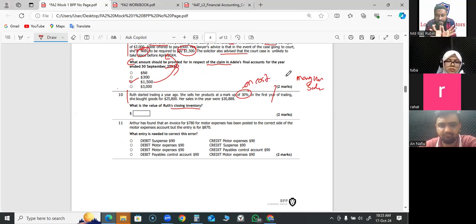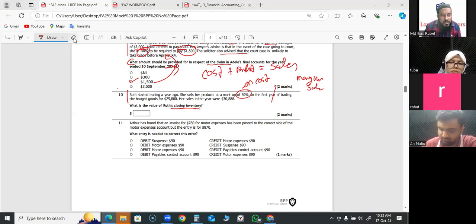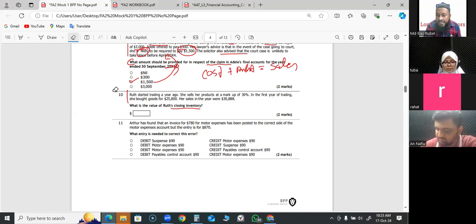Ruth started trading a year ago. She sells her products at a markup of 30%. That means cost plus profit equals sales. In markup, cost is always 100%, and they said 30% profit, so sales is 130%.